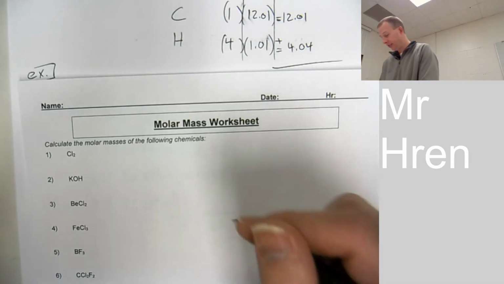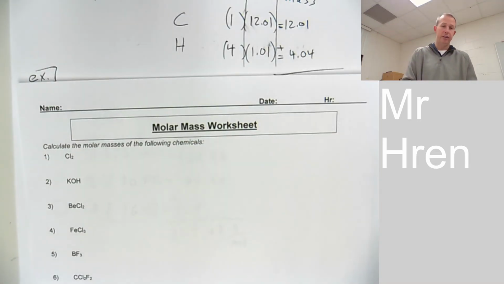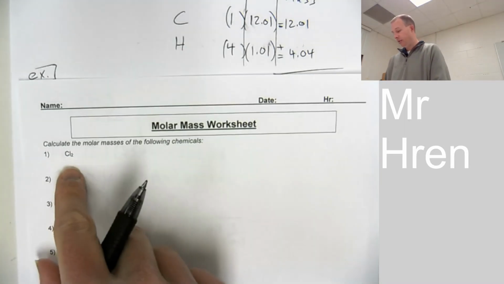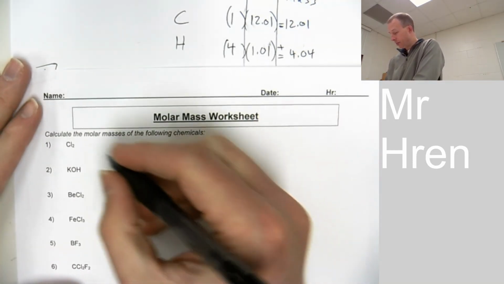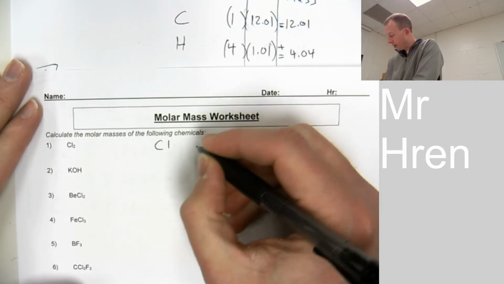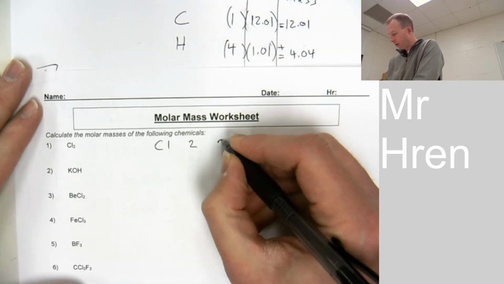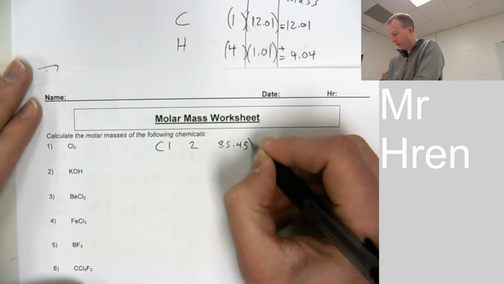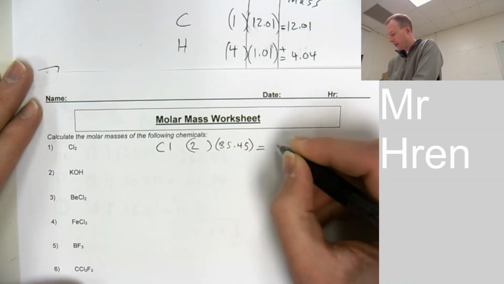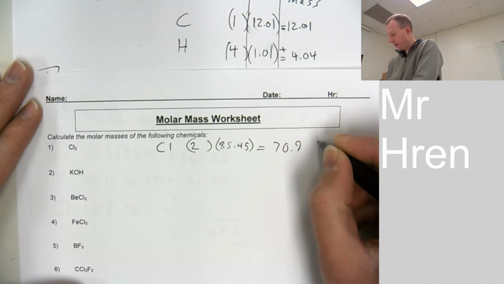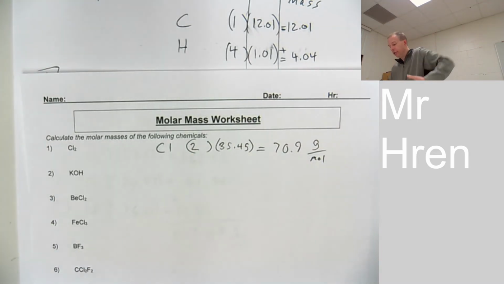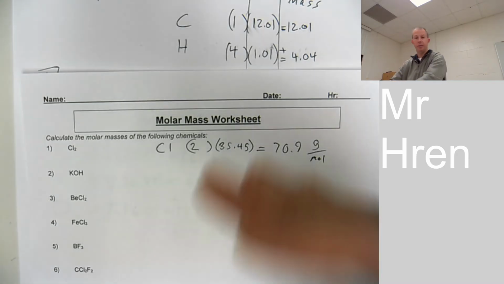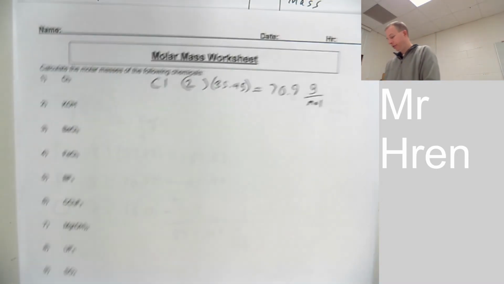No, it's chlorine. Cl2. Chlorine's a diatomic molecule, which we need to talk about. But chlorine is always Cl2. So you're just going to say, all right, I've got chlorine. I've got 2 of them. Chlorine's mass is 35.45. You multiply it together, you're going to get 70.9 grams per mole. That's number 1. You're going to do the same thing for all of these. You'll go through, you check your answers.